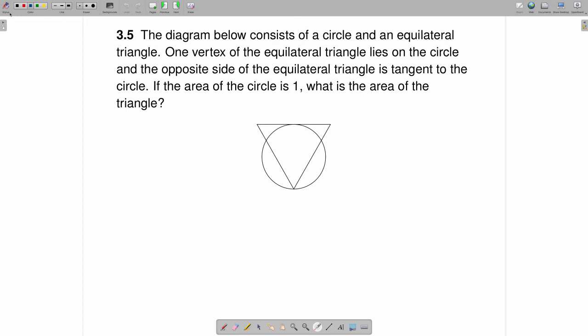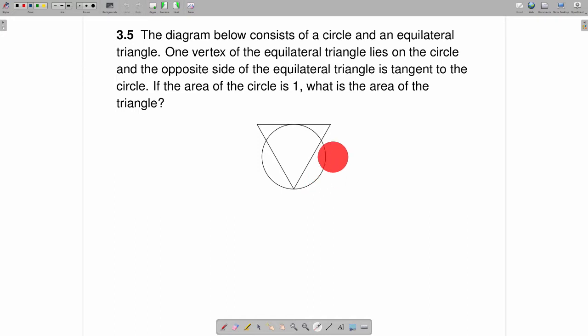The diagram below consists of a circle and an equilateral triangle. One vertex of the equilateral triangle lies on the circle, and the opposite side of the equilateral triangle is tangent to the circle. If the area of the circle is 1, what is the area of the triangle?